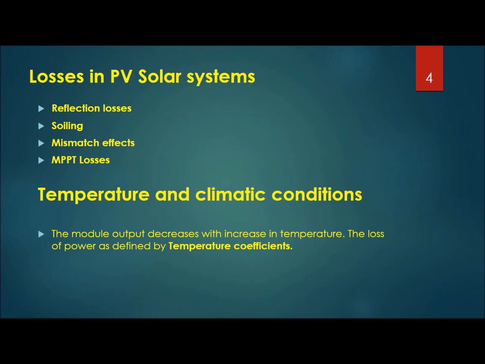Calculation shows that for a module faced toward the equator and with a tilt angle equal to the latitude, yearly reflection losses relative to STC are only about 1%. Next one is soiling. Soiling of solar panels can occur as a result of dust and dirt accumulation. In most cases, the material is washed off the panel surface by rainfall. However, dirt like bird droppings may stay even after heavy rains.